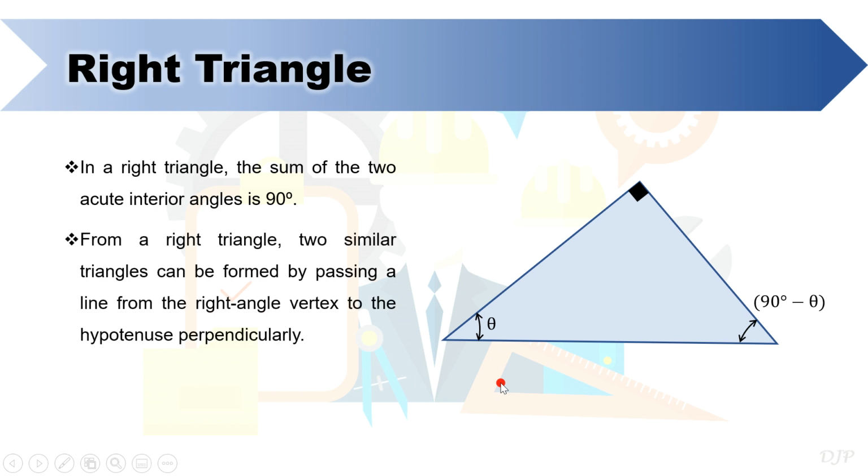Another property is, from a right triangle, two similar triangles can be formed by passing a line from the right angle vertex to the hypotenuse perpendicularly. So in this figure, we can create this dashed line and divide the given triangle into two similar triangles. If we consider the right triangle on the left, we can also conclude that the other angle is equal to 90 degrees minus theta. Similarly, for the right triangle on the right side, you can find out that the other angle is equal to theta.